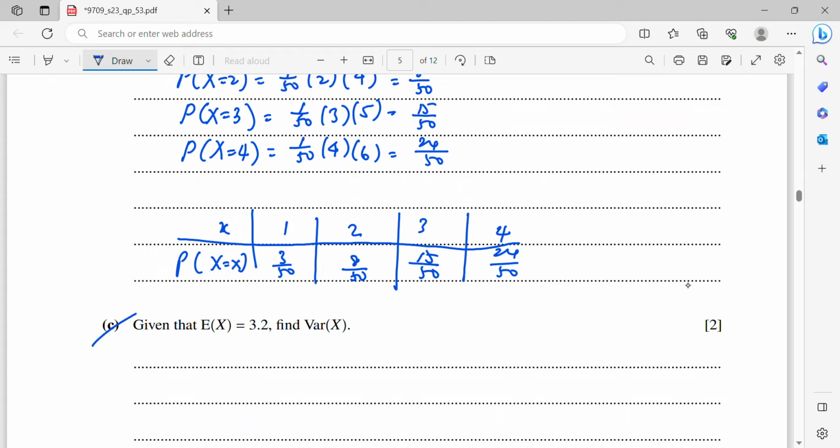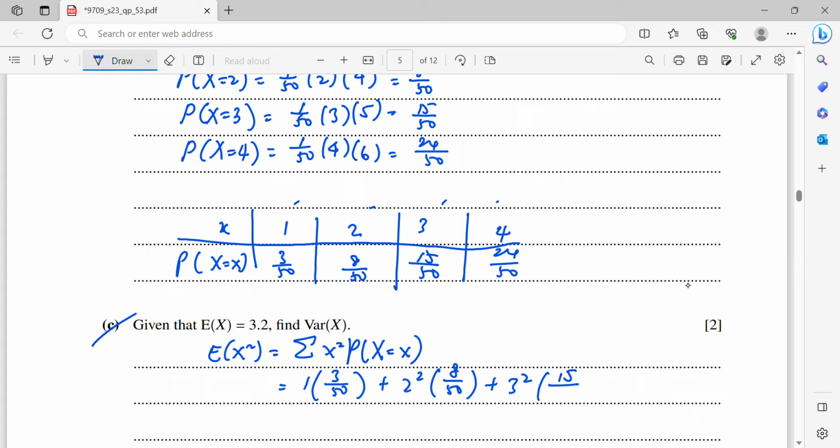Now part C, given E(X) is 3.2, find variance X. So now we need to get E(X squared). So E(X squared) is the summation of x squared P(x). So now you square the X and then multiply with the P, plus with another pair of the values. So 1 times 3 over 50 plus 2 squared times 8 over 50 plus 3 squared times 15 over 50 plus 4 squared times 24 over 50. Okay, then from here you will get 277 over 25.